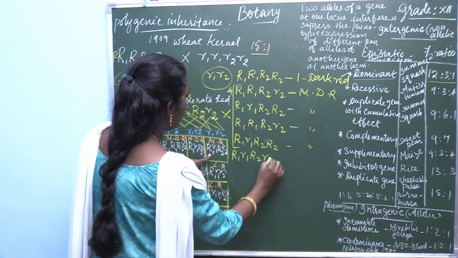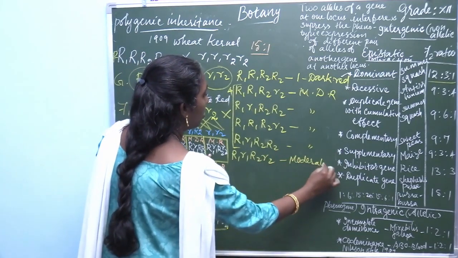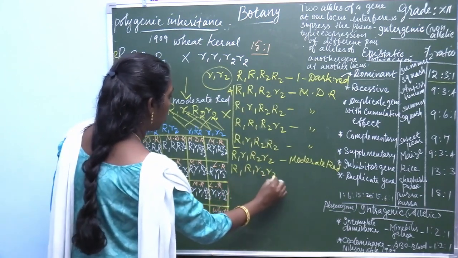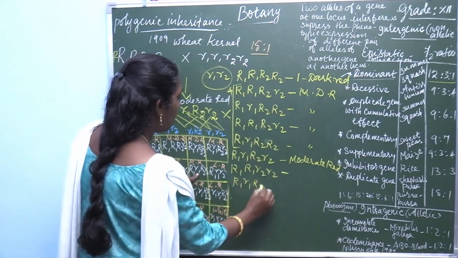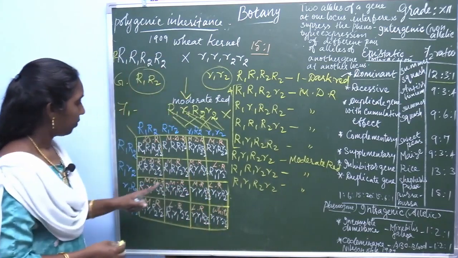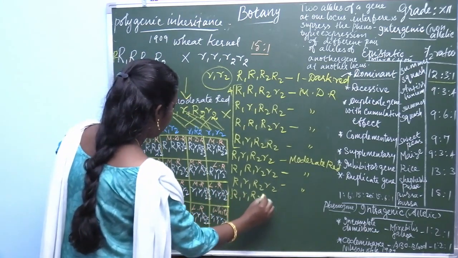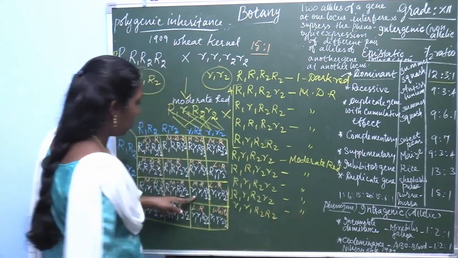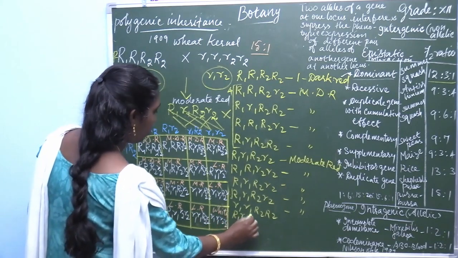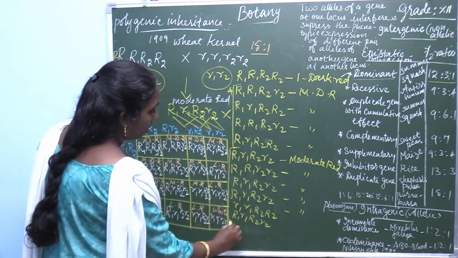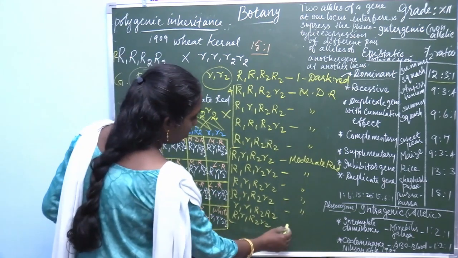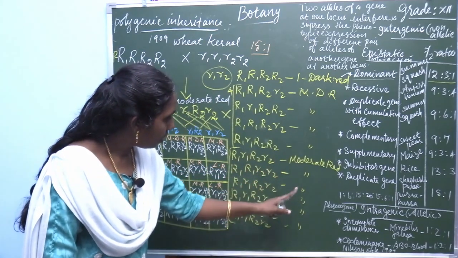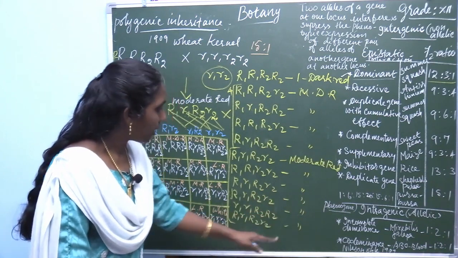R1, R1, R2, R2. This is moderate red. And here R1, R1, R2, R2. Then R1, R1, R2, R2, moderate red. Here R1, R1, R2, R2, R1, R1, R2, R2, moderate red. So this gives 1, 2, 3, 4, 5, 6 moderate red. Here 6.